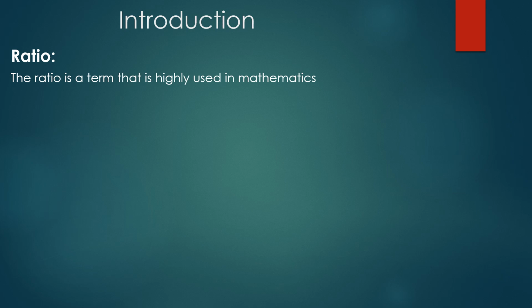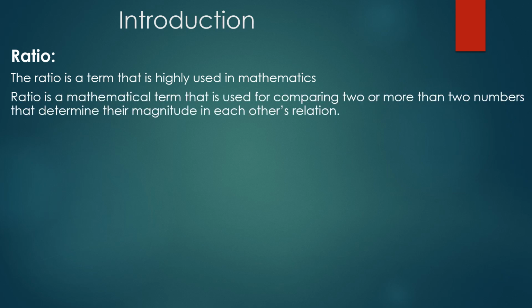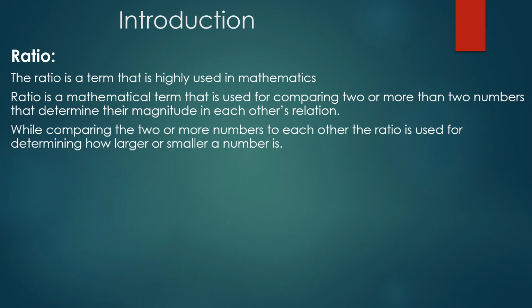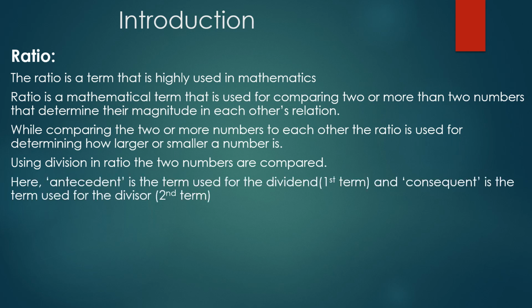Ratio is a term that is highly used in mathematics. It is a mathematical term that is used for comparing two or more numbers, determining their magnitude in relation to each other. While comparing two or more numbers, the ratio is used for determining how larger or smaller a number is compared to another. Using division in ratio, the two numbers are compared. Here, antecedent is the term used for the dividend, that is the first term, and consequent is the term used for the divisor, that is the second term.